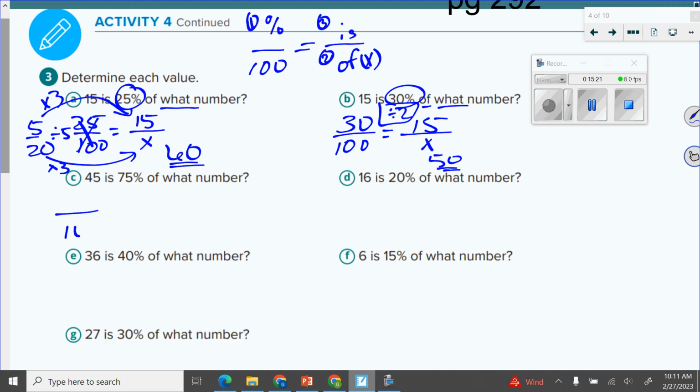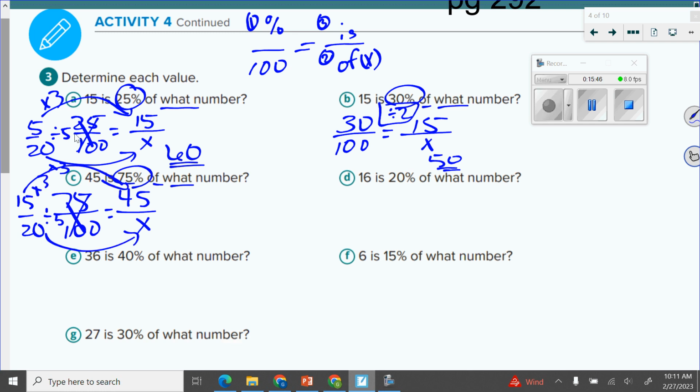Okay, starting again the same way. What is my percent? 75. What's my of? Don't know. So my one that's left is 45. Can I go easily from 75 to 45? No, but I can divide these both by 5. That's going to give me 15 and 20. Can I easily go from 15 to 45? Yes, times 3. So I do times 3 and I get 60.